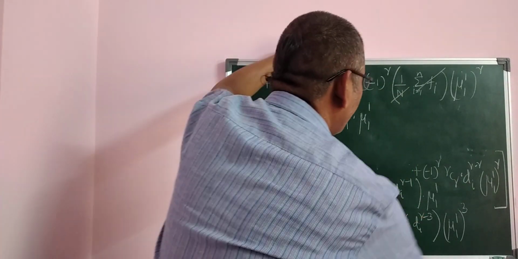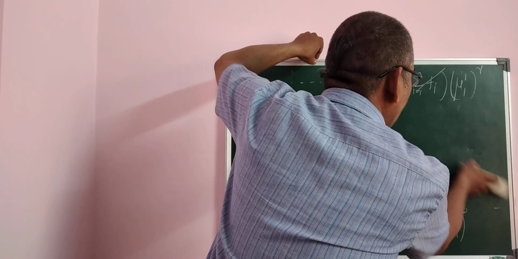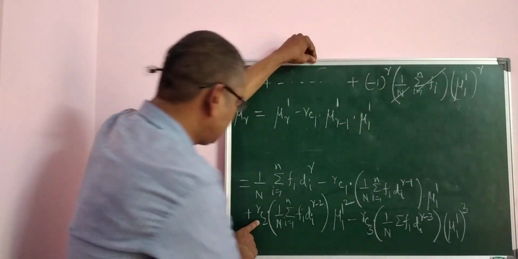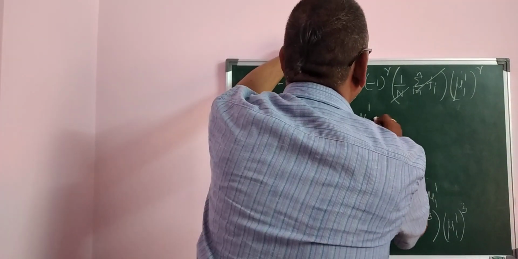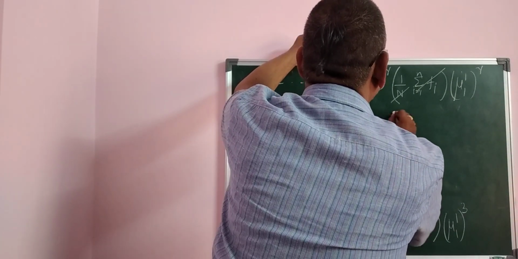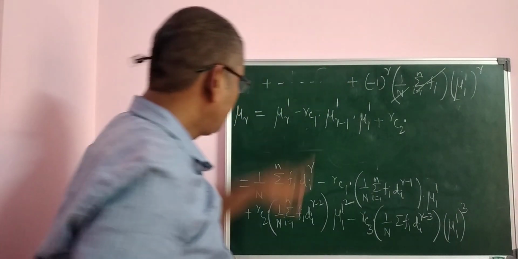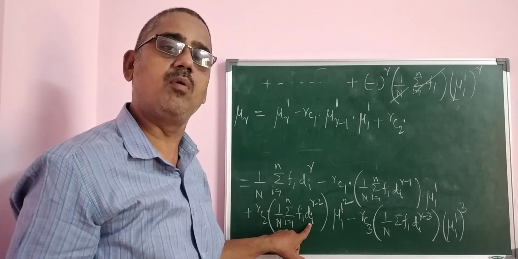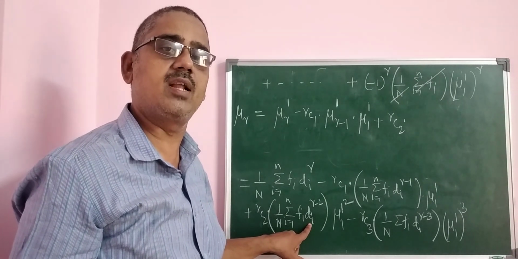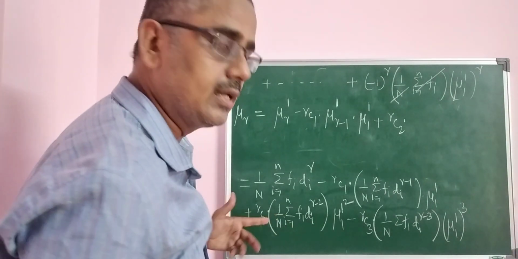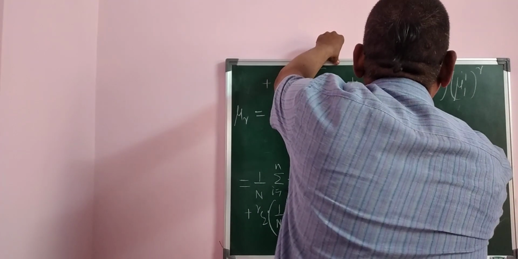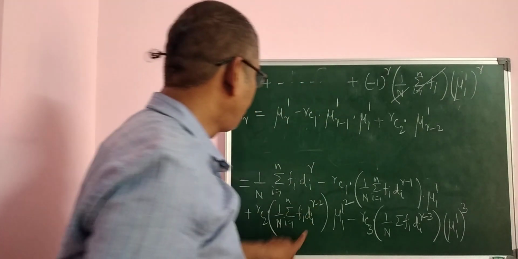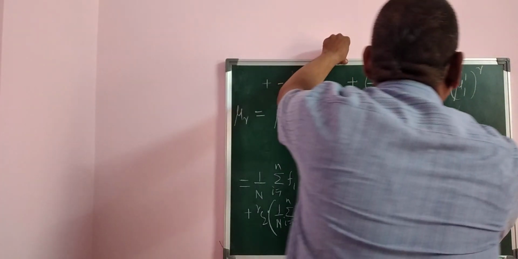Now, I'm erasing this, so that next to the term rC2, I see the term here, rC2 plus rC2 multiplied by, now 1 by n summation f_i into d_i power r minus 2, the r minus 2th non-central moment, that means mu r minus 2 dash. This is the formula, and mu1 dash square.